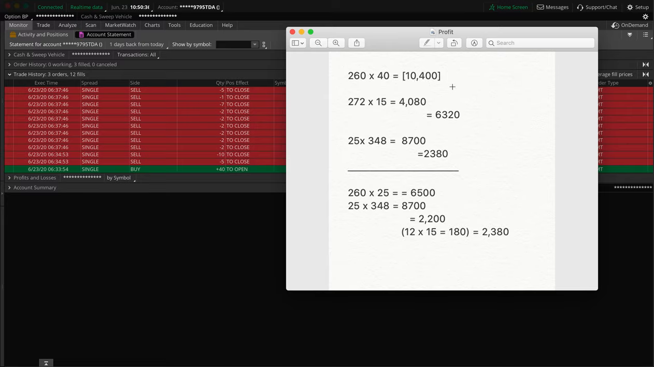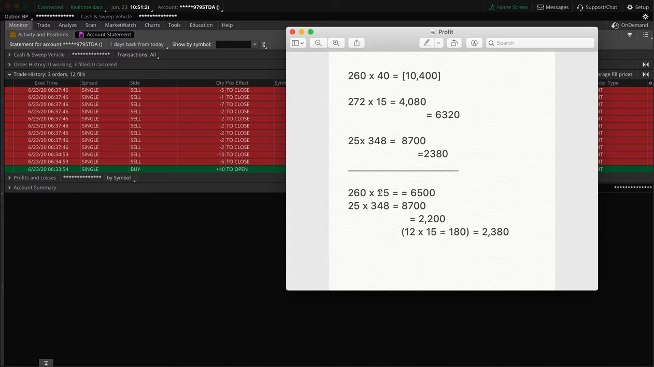Anyway, so the cost of the trade was $10,400, but I immediately sold 15 of them at $272 each, which means I sold them for $4,080. So we're going to subtract that $4,080 from that $10,400, which gives us the entire cost of the 25 contracts that I had, which was $6,320. I then sold all 25 of those contracts at an average price of $348, which is $8,700. So if you subtract the cost of the trade from what you sold it for, subtract that $6,320 from that $8,700, that's where you get $2,380.